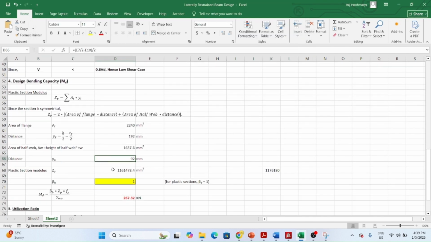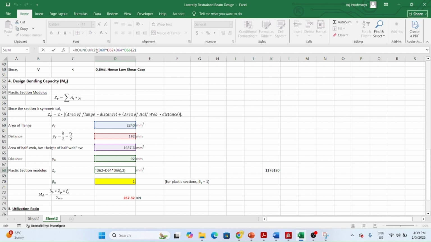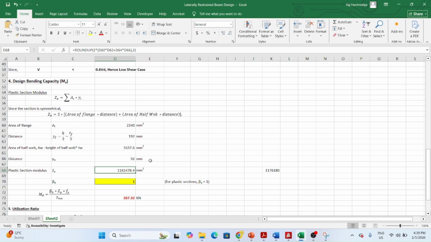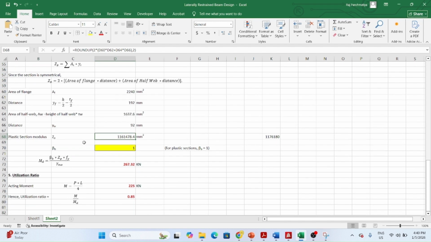Then my plastic section modulus will be the summation of AI into YI, and I will multiply the overall value by 2 since the section is symmetrical. So I will get my plastic section modulus as 11611478.4 mm cube. Now if you see in the steel table, this section modulus value is slightly more than this value. Here it is 1161, there it is 1176.